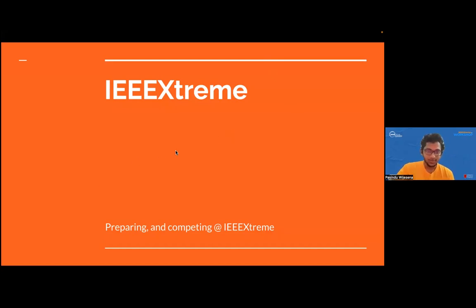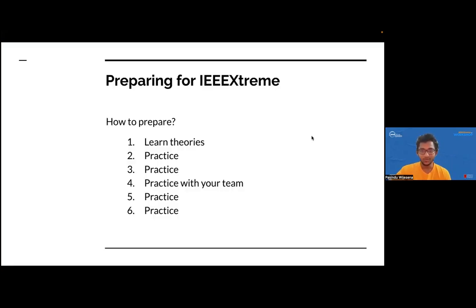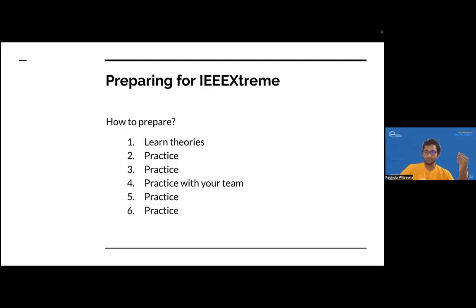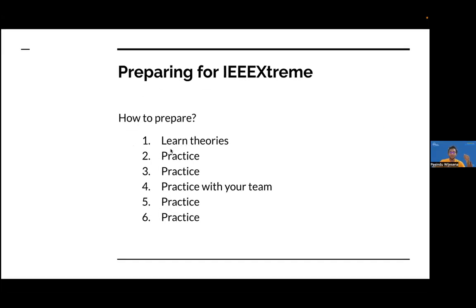Okay, great. So now we are going to talk about preparing and competing at IEEE Extreme. The first thing is preparing. It's fairly simple. You have to learn the theories, learn the basics, right? You have to learn about time complexity and space complexity, how to calculate them, and that is how you can evaluate any algorithm that you come up with. Then learn a bit of those algorithms that I mentioned, especially greedy algorithms, dynamic programming, and binary search. And the next thing is just practice.